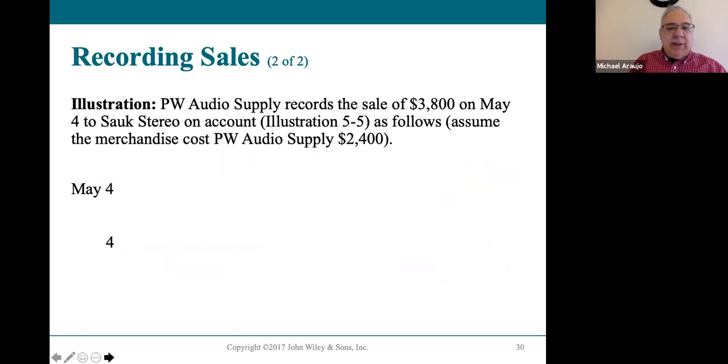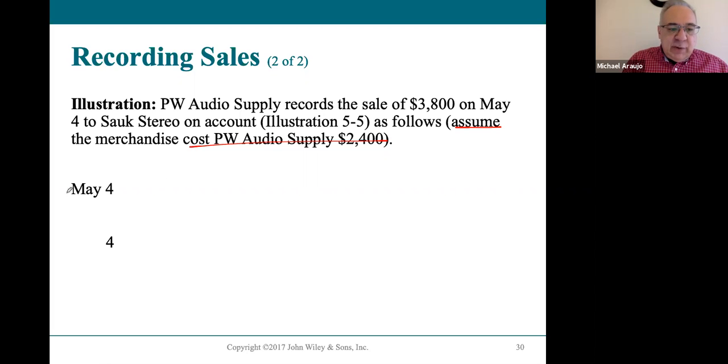So let's see how it works. You might remember PW Audio has to record the sale of $3,000 on May the 4th to Salk Stereo. We need to know the costs. So we're going to assume, in this case, you're going to get additional information for sellers. The cost to PW is $2,400.